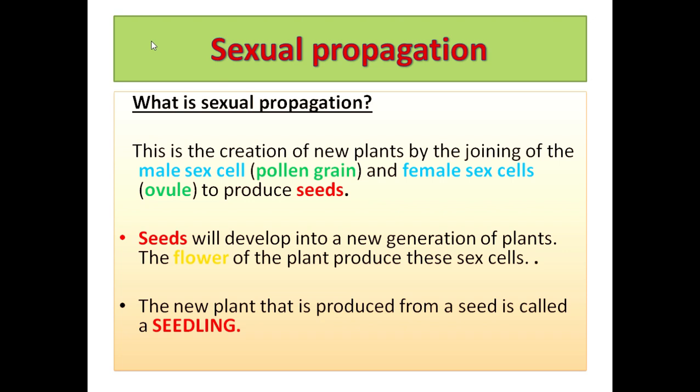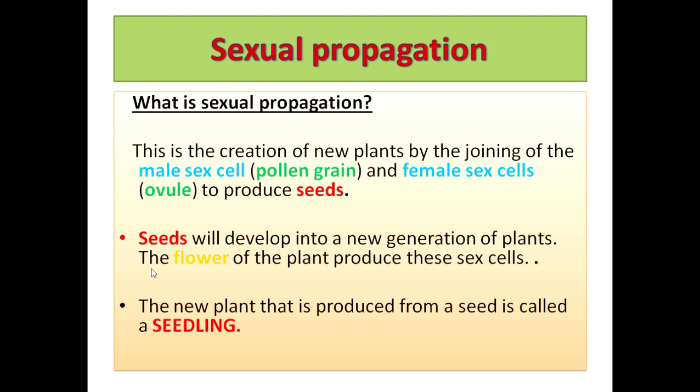Sexual propagation. So let's get more to the sexual side of the plant propagation. What is sexual propagation? This is the creation of new plants by the joining of the male sex cell, which is called the pollen grain, and the female sex cell, which is called the ovule, to produce seeds. So in short, it is the joining of the pollen grain and the ovule that will result in the production of seeds. Seeds will develop into a new generation of plants. So what this is saying is that when you plant these seeds, they will turn into new plants.